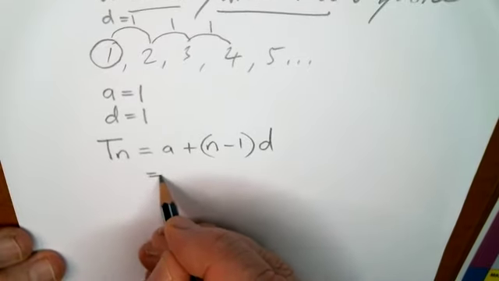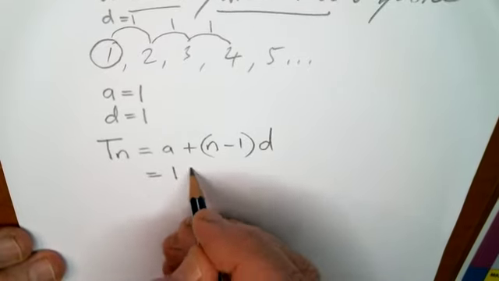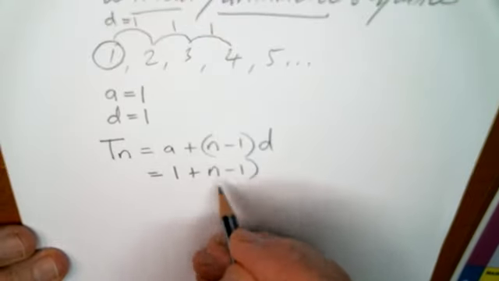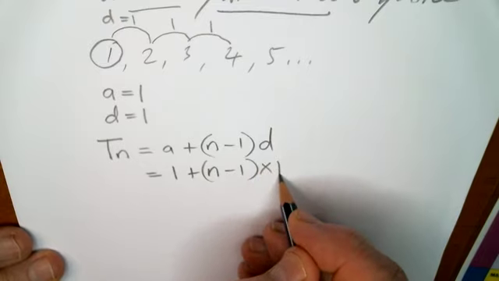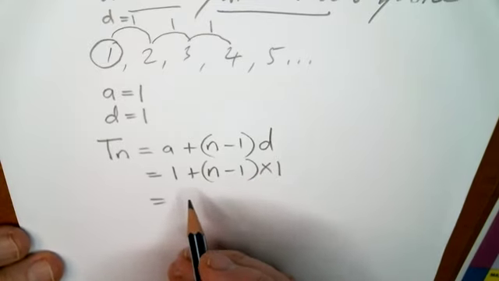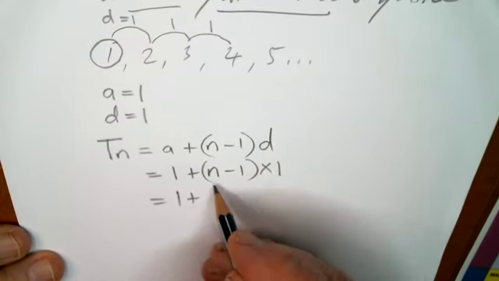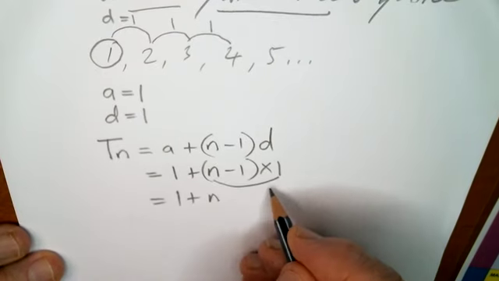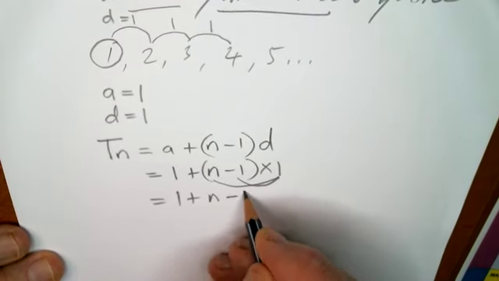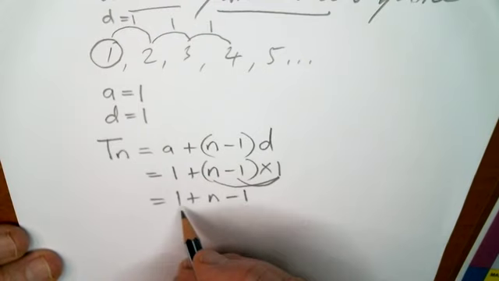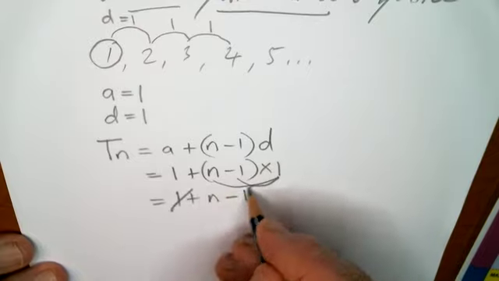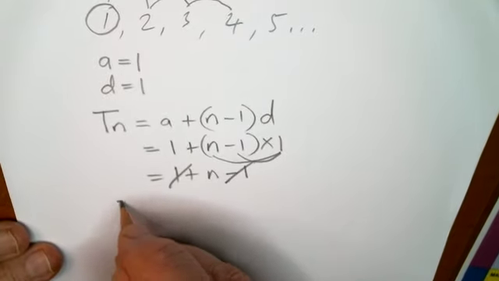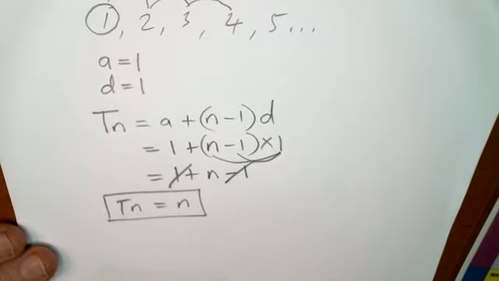So let's substitute in what we know. A is 1 plus N minus 1 times D. Well, D is going to be 1. So adding all that together, we've got 1 plus, 1 times N is N, negative 1 times 1 is negative 1. And in this case, we've got 1 and a minus 1, which is 0. So I'm just going to cross those two out. They cancel. So Tn is just equal to N. And that's our formula. Okay, well, let's do a different one.